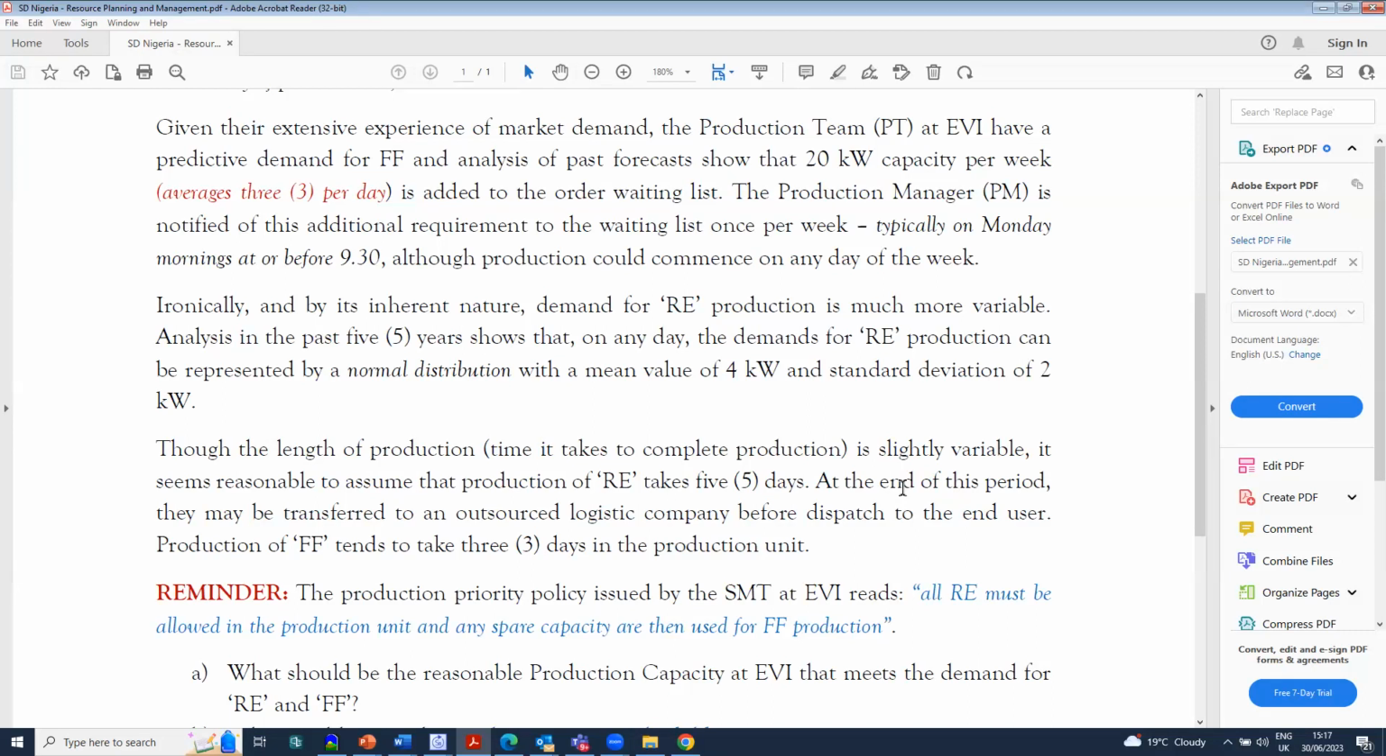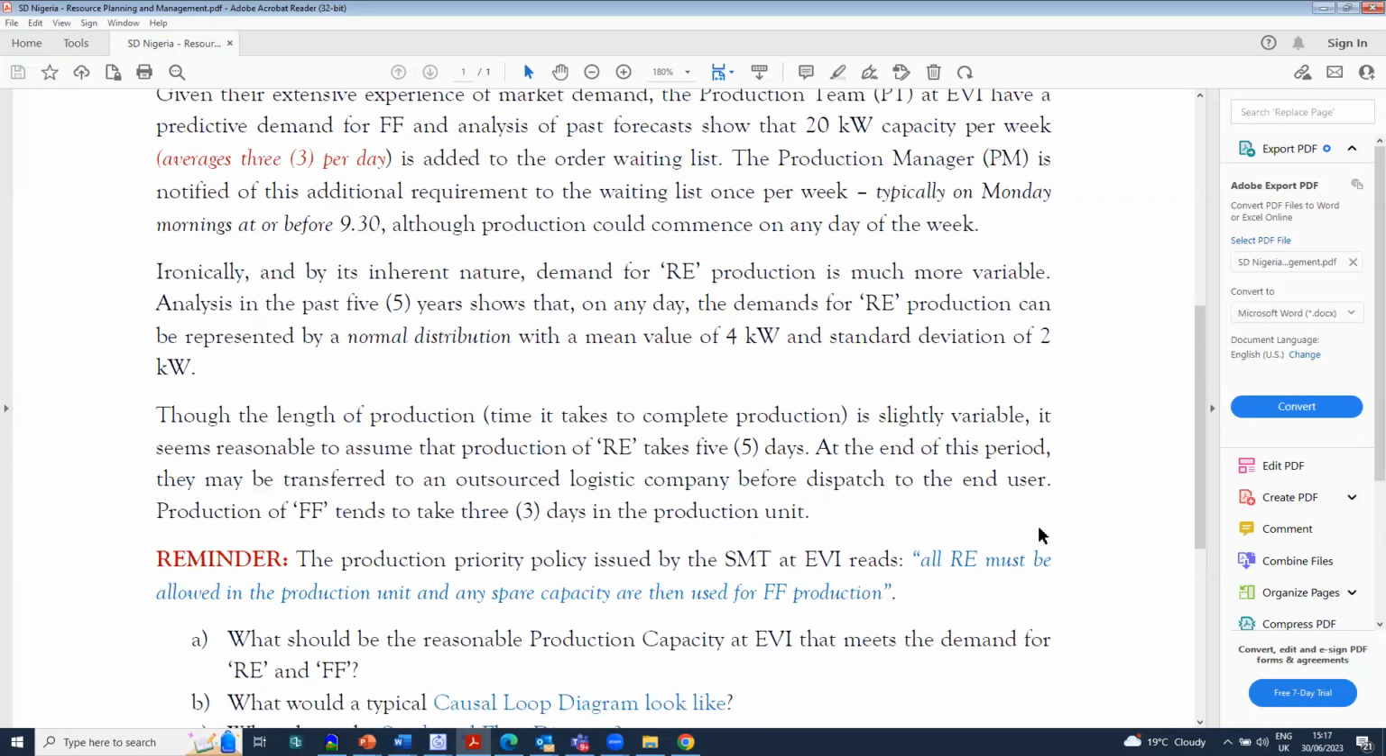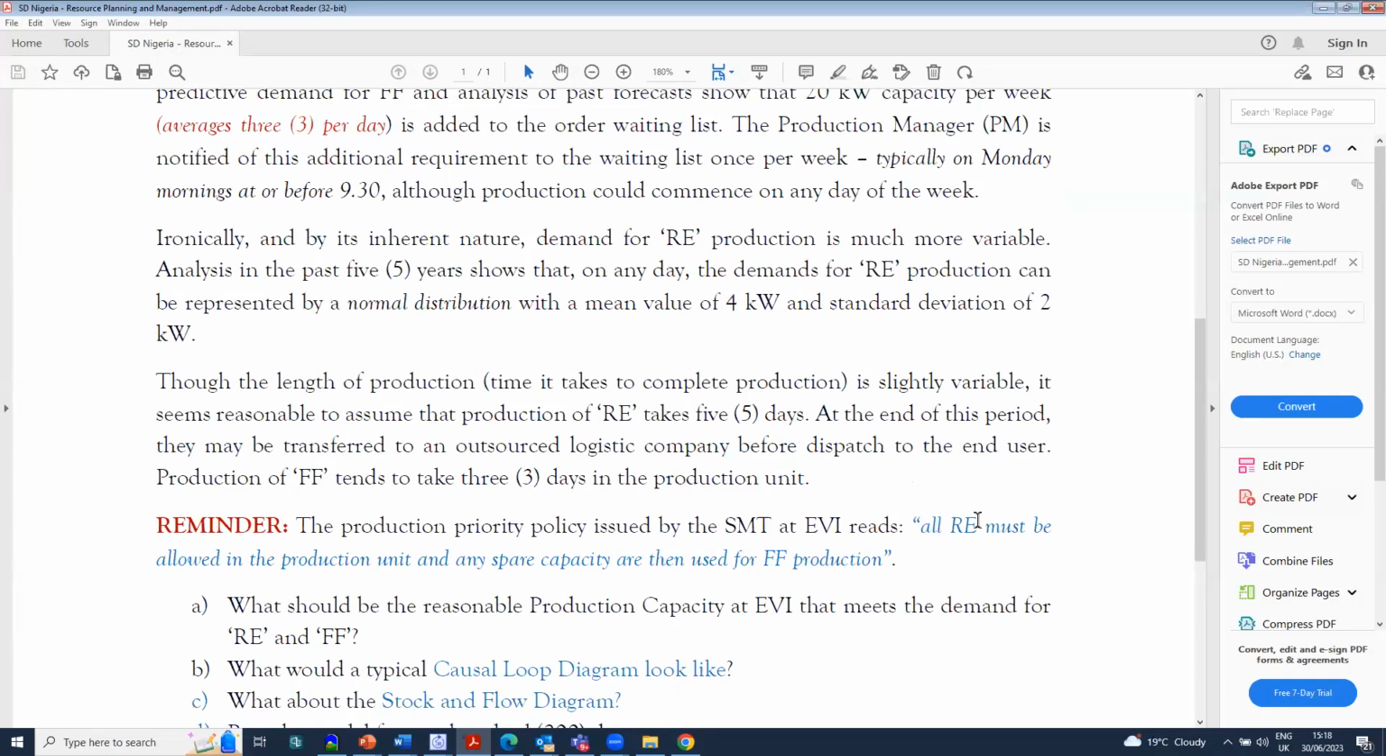At the end of this period, they may be transferred to an outsourced logistics company before being dispatched to the end user. Production of fossil fuel tends to take 3 days in the production units. As a reminder, the production priority policy issued by the XMT at EVI reads: all renewable energy must be allowed in the production units, and any spare capacity is then used for fossil fuel production.